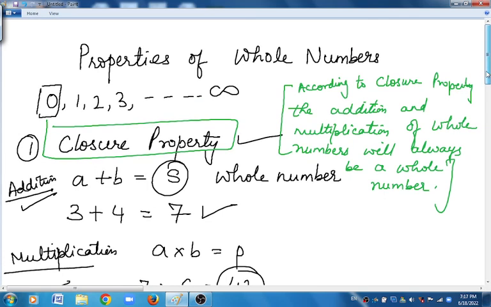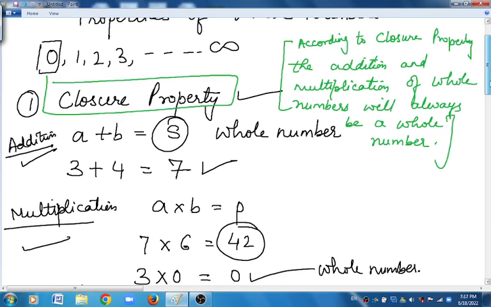So in the next video I am telling you the next two properties. I will tell you the next two properties, which are associative and distributive property.